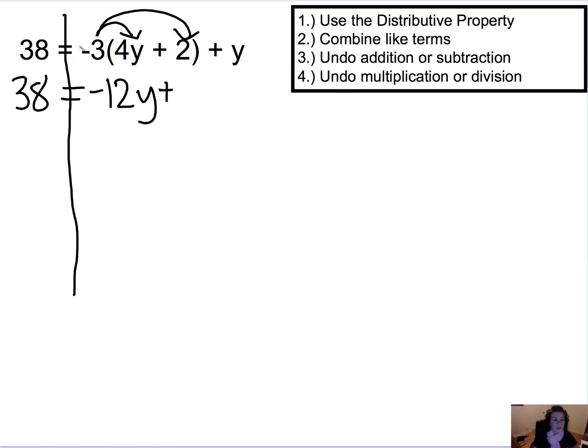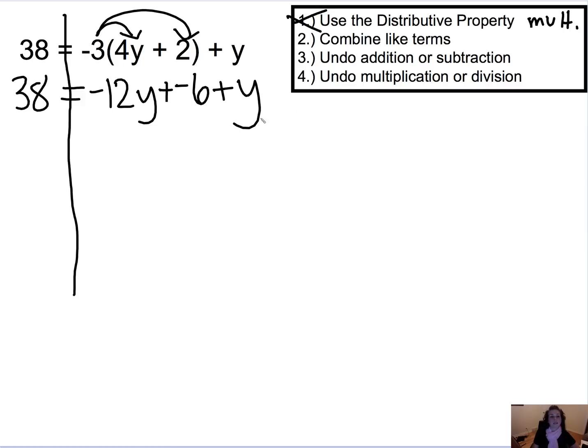Bring down the plus, and then negative 3 times 2 is negative 6. And then bring down the plus y. Everything stayed the same. I just distributed the negative 3 to the 4y and to the 2. Remember, when you distribute, it means that you multiply. Okay? All right, we did step 1.